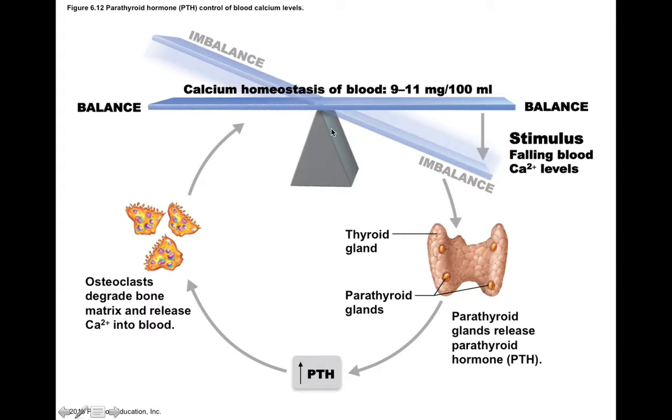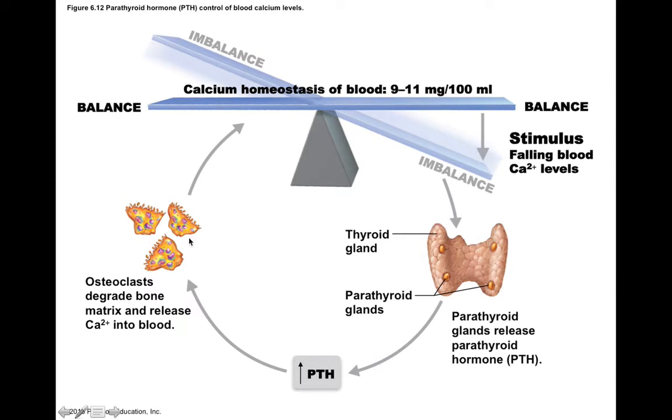So this shows the negative feedback loop of blood calcium homeostasis. We want to maintain about 9 to 11 milligrams per 100 mL in our body, and if you get outside of this normal limit, like if your blood calcium levels get too low, your parathyroid glands can release parathyroid hormone, which travels in your bloodstream and stimulates osteoclasts to become more active.